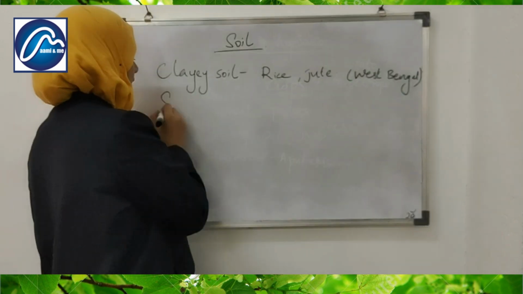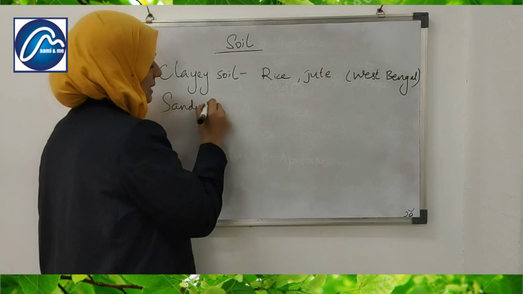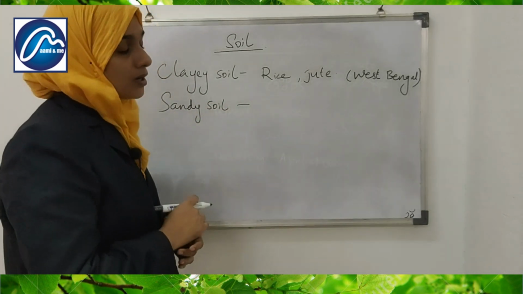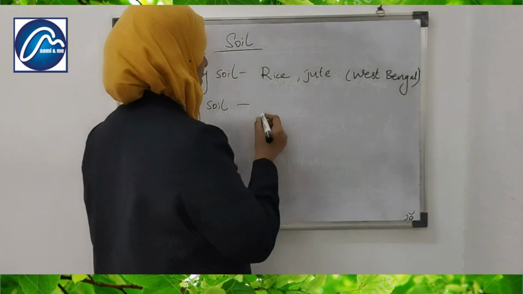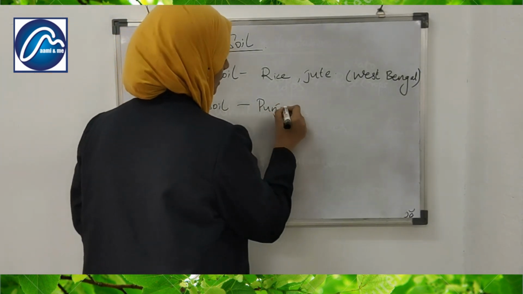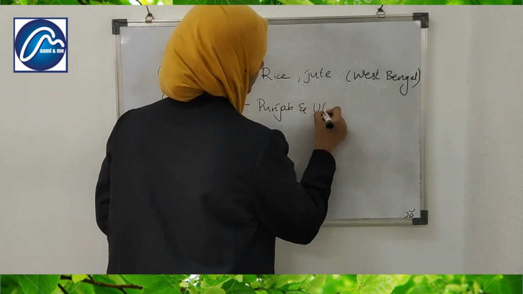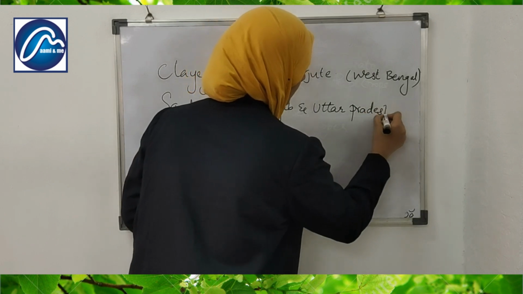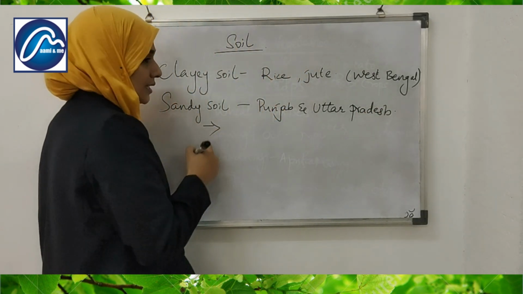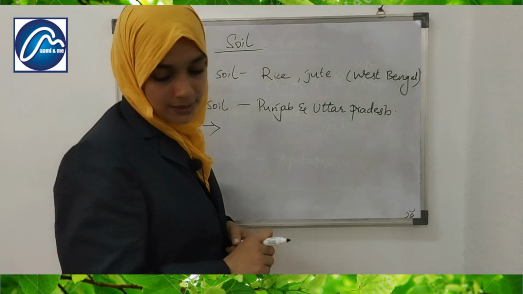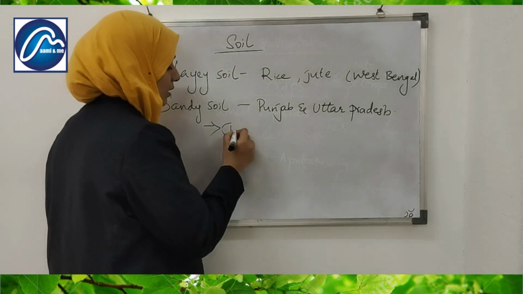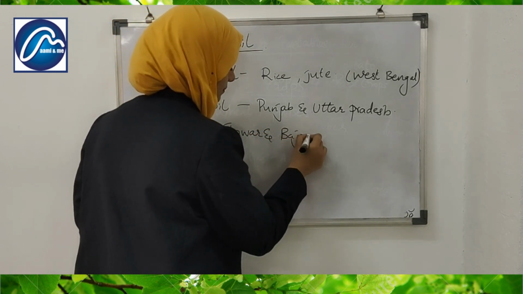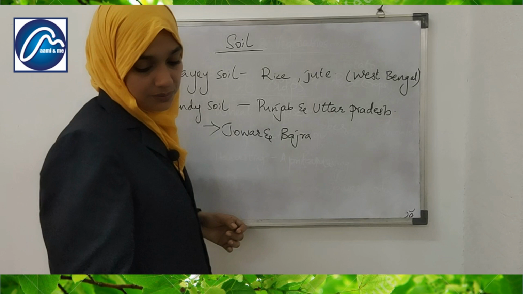Next is sandy soil. Sandy soil, like in the name, is dry soil mostly found in Punjab and Uttar Pradesh, usually used to cultivate jowar and bajra.